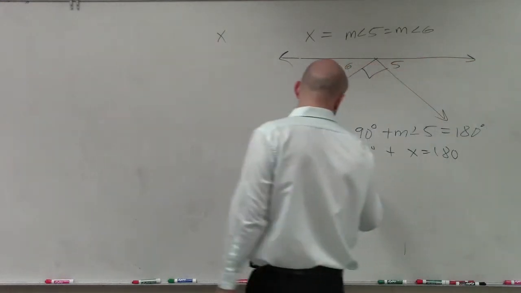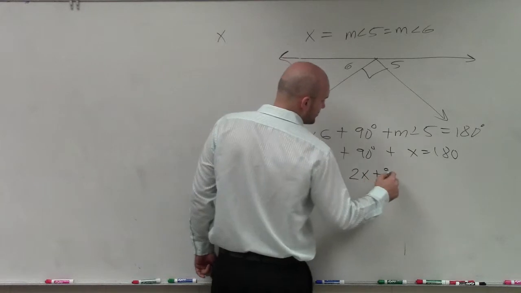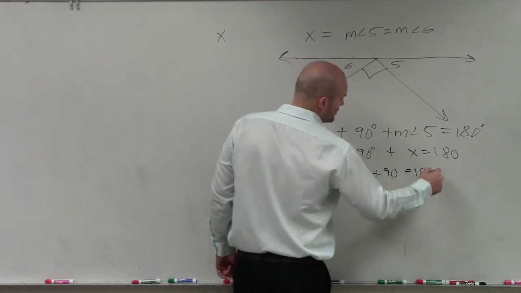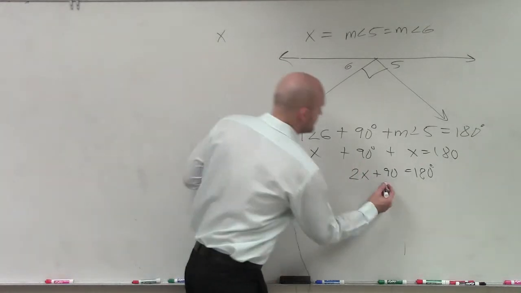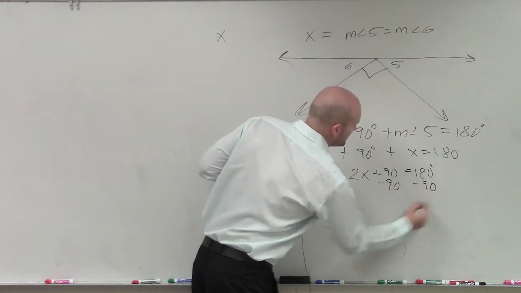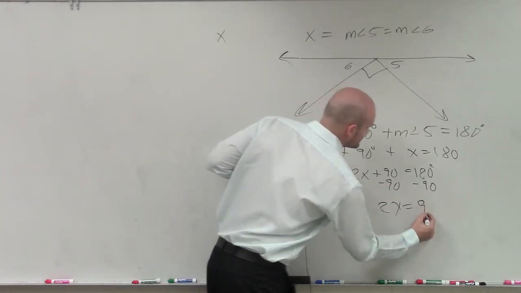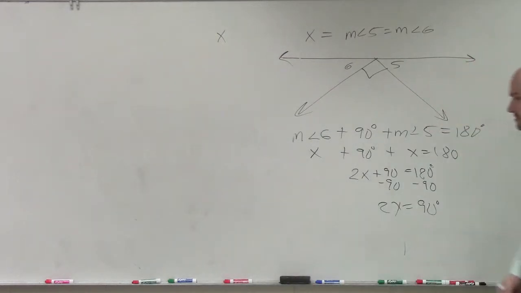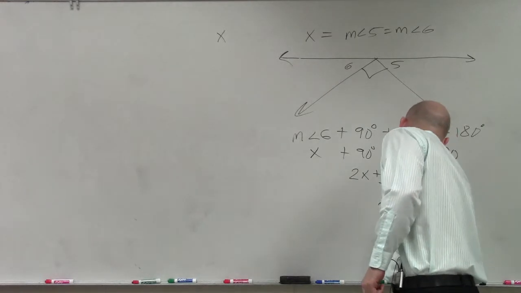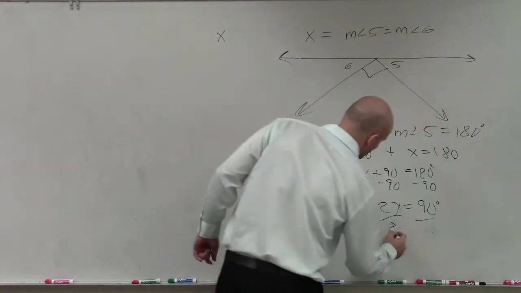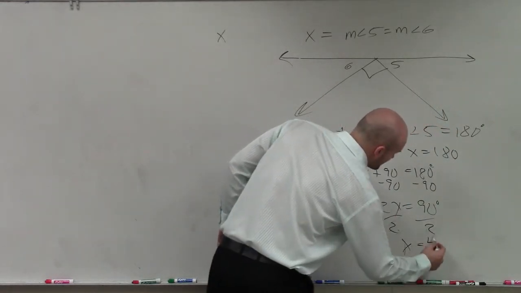Now, when I put my Cheetos away, I have 2x plus 90 equals 180 degrees, right? Now to solve, subtract 90 on both sides, and 2x equals 90 degrees. Now to solve for x, divide by 2. x equals 45 degrees.